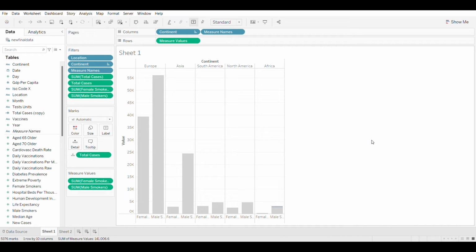I'm Raju from Group 7. I have done some visualization using Tableau. I compared the total number of COVID cases of male smokers and female smokers.